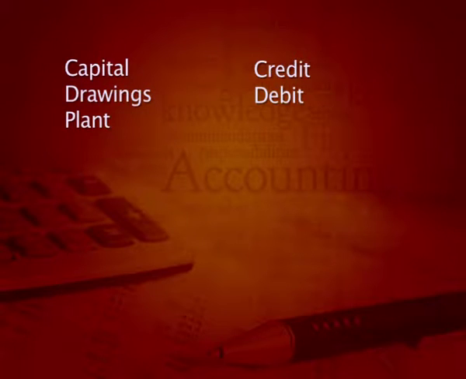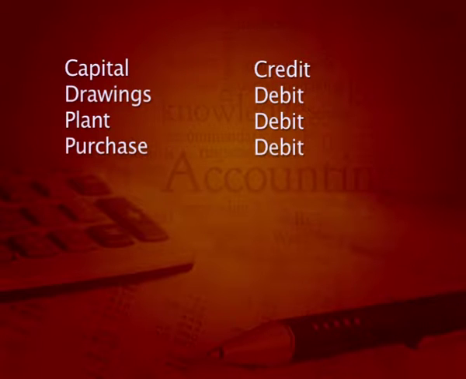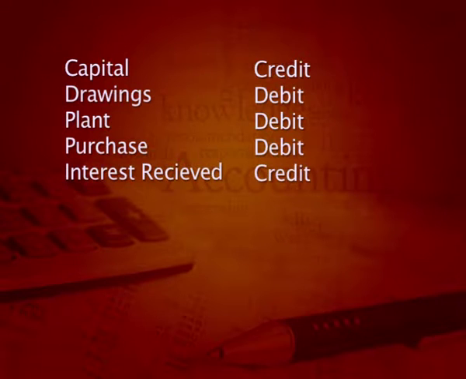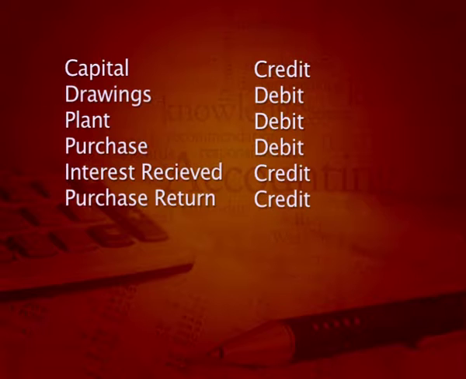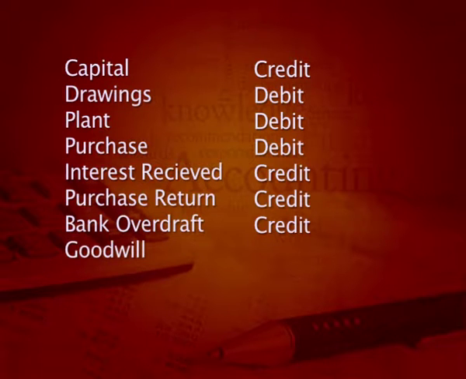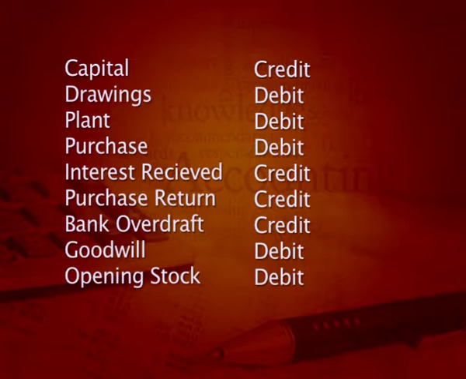Plant, debit. Purchase, debit. Interest received, credit, because it is an income. Purchase return, yes, credit. Bank overdraft, yes, credit, it is a liability. Goodwill, debit, it is an asset. Opening stock, yes, it is debit. Salary, it is an expense, yes, debit.